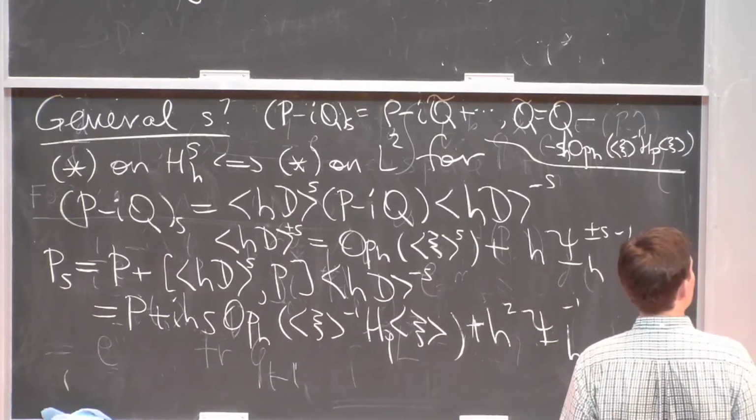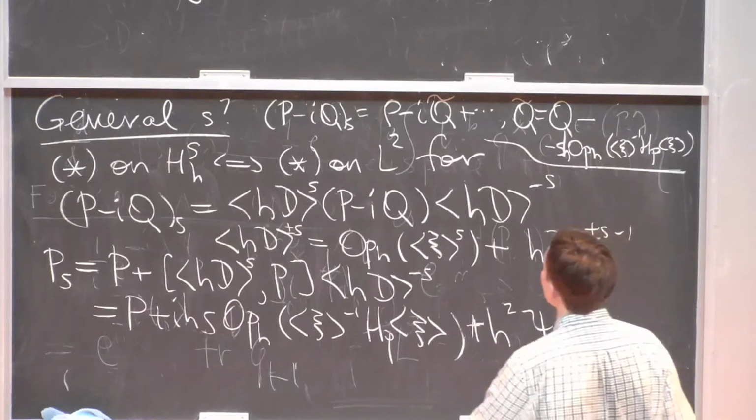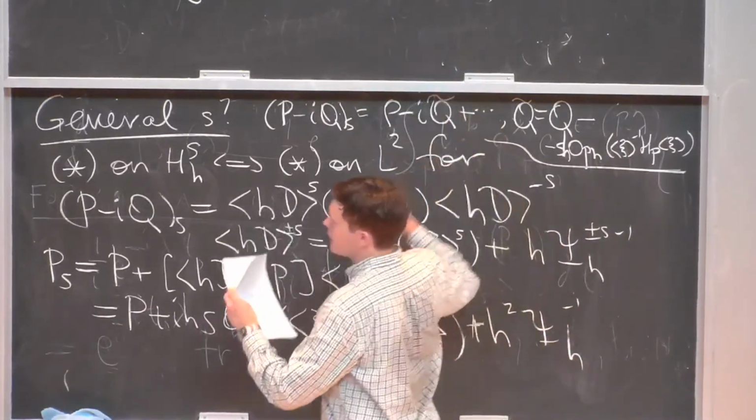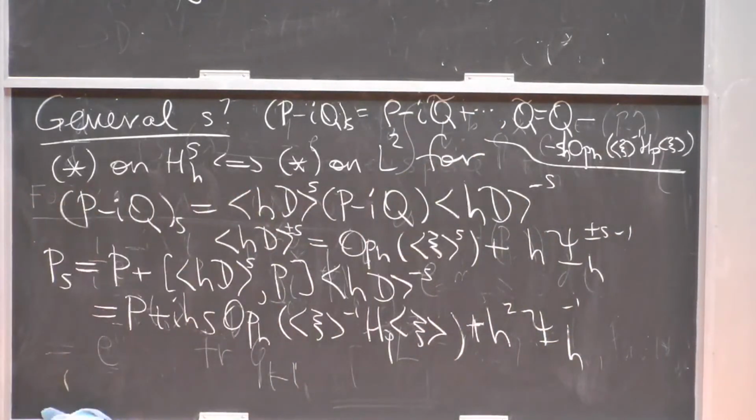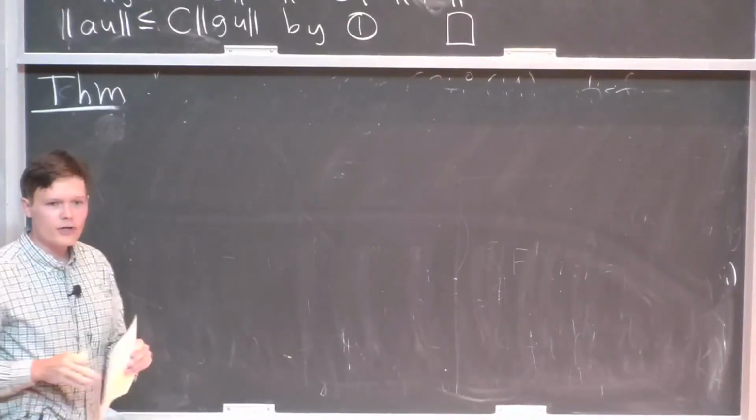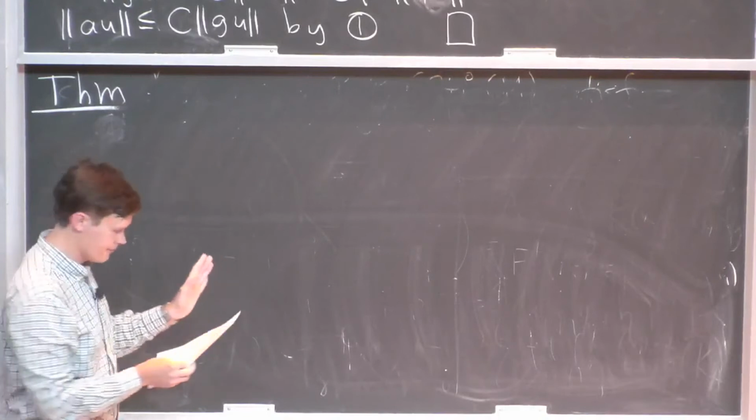Now let's see. So now I want to talk about radial estimates. They were also advertised. And I think I'll have time barely to state one of these two radial estimates. For the other one, I'll refer you to lecture notes. And so this is a high regularity radial estimate.